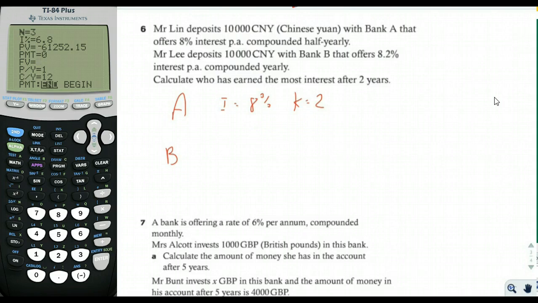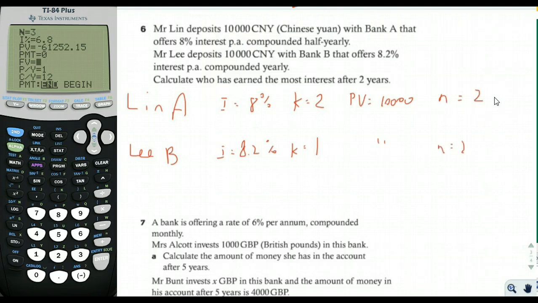Bank B has 8.2% compounded yearly, so K equals 1. Calculate who will earn the most interest after 2 years. So Mr. Lin does Bank A, Mr. Lee does Bank B. They both start with a present value of 10,000. Or on the calculator you would put maybe negative 10,000. And then we're going to see what they get after 2 years. So n is equal to 2 in both cases, right?